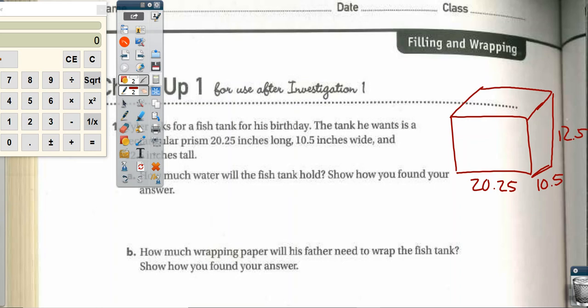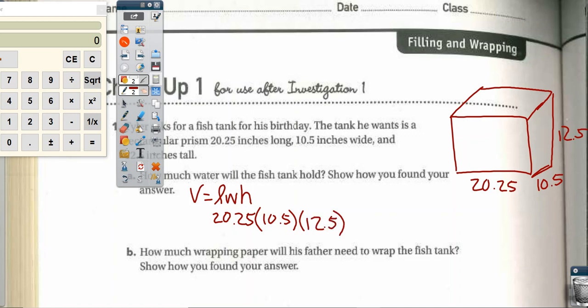So it says, how much water will the fish tank hold? Show how you found your answer. So if I want to fill something, I know that I need to find the volume, and we know that the volume of any rectangular prism is length times width times height. So that's easy, we just got to plug in the numbers. So our length is 20.25 times the width of 10.5 times the height of 12.5.